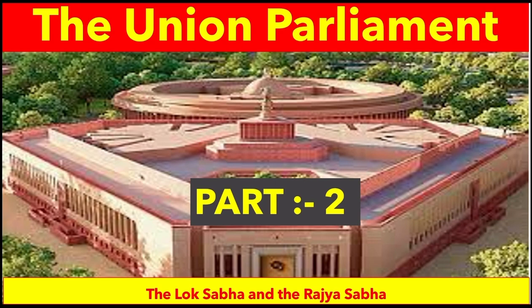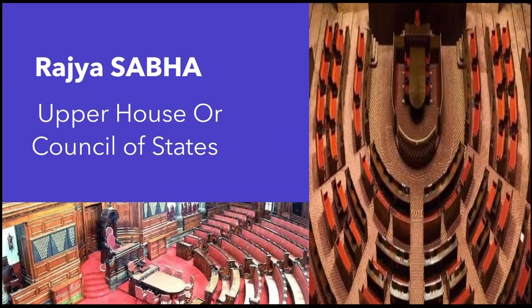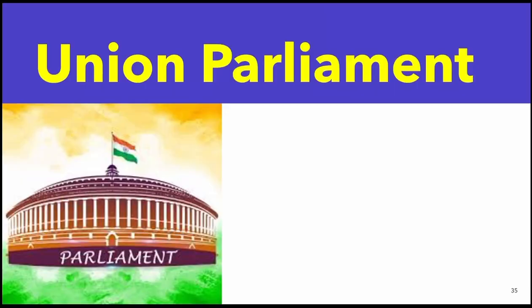In this discussion, we are going to discuss the second part of the Union Parliament, and we will discuss here Rajya Sabha. In the first part, we had discussed Lok Sabha. Rajya Sabha is also called the Upper House or Council of States. So in this discussion we are going to talk about Rajya Sabha and the powers and functions of the Union Parliament. So let's start today's discussion.